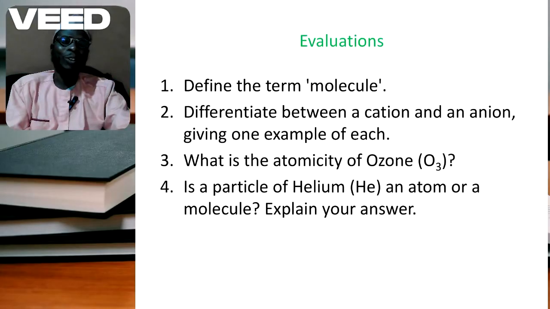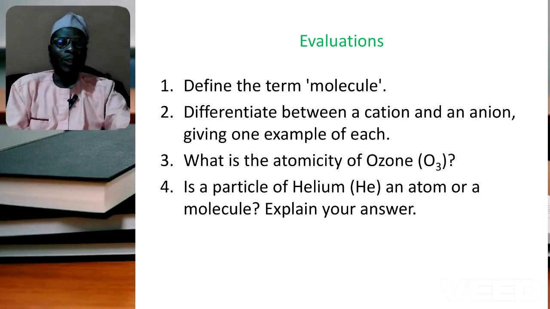So here we are going to stop for today. Before we go, just take these questions to check yourself. Maybe you got our discussion right, but you still need to watch again. Number 1, define a molecule. Number 2, differentiate between a cation and an anion. Give one example of each. Number 3, what is the atomicity of ozone? Number 4, is a particle of helium an atom or a molecule? Explain your answer.